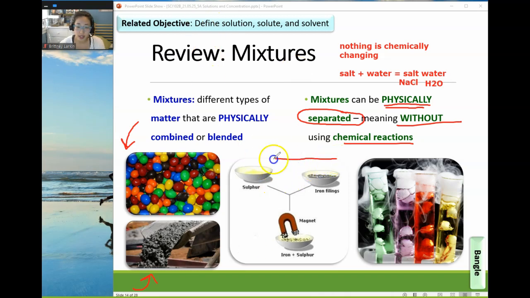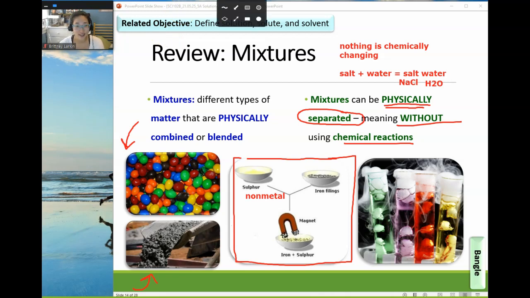A really good example here is, for example, sulfur and iron filings. Remember that sulfur is a nonmetal, okay? A stinky nonmetal if it bonds with something, whereas iron filings are definitely metals. Now, again, these ones are not actually reacting together. We're just combining them. And since they're not reacting, there's nothing chemical going on. That means that their mixture is still just iron and sulfur, right? Again, everything is still chemically the same. So that means you can also just physically separate them.